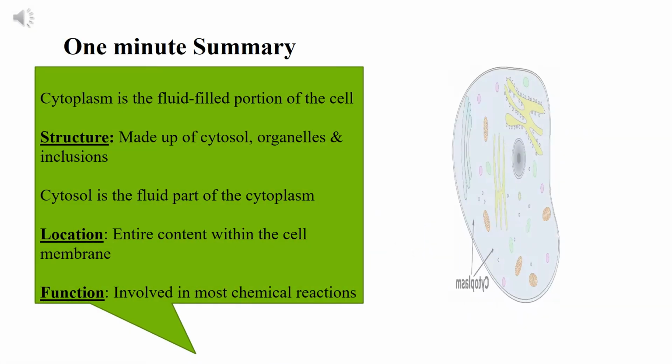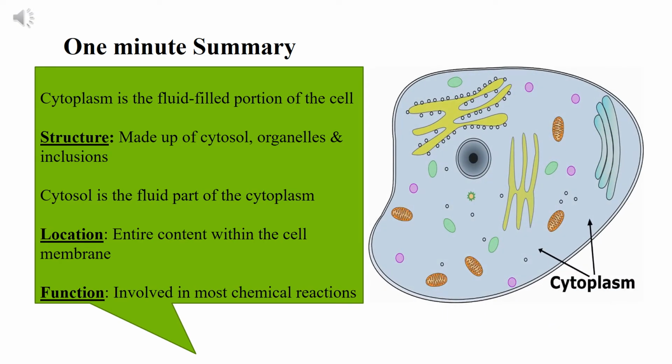A quick summary of the cytoplasm would include the following points. Cytoplasm is the fluid-filled portion of the cell. Structurally, it is made up of cytosol, the cytoplasmic organelles, and the inclusions. Cytosol is the fluid part of the cytoplasm, which is made up of water, dissolved ions, and other soluble compounds. The cytoplasmic organelles in a cell include the mitochondria, endoplasmic reticulum, Golgi apparatus, and others. The inclusions include carbohydrates, amino acids, lipids, enzymes, etc.